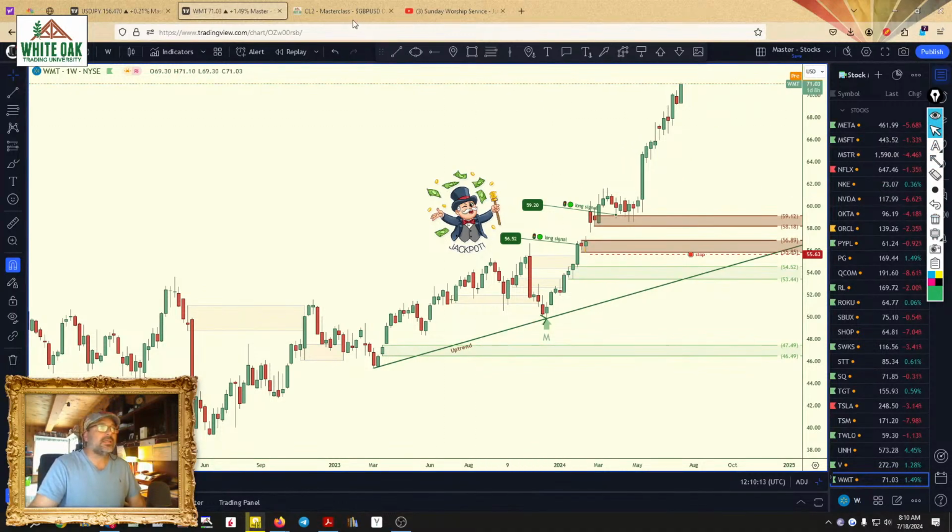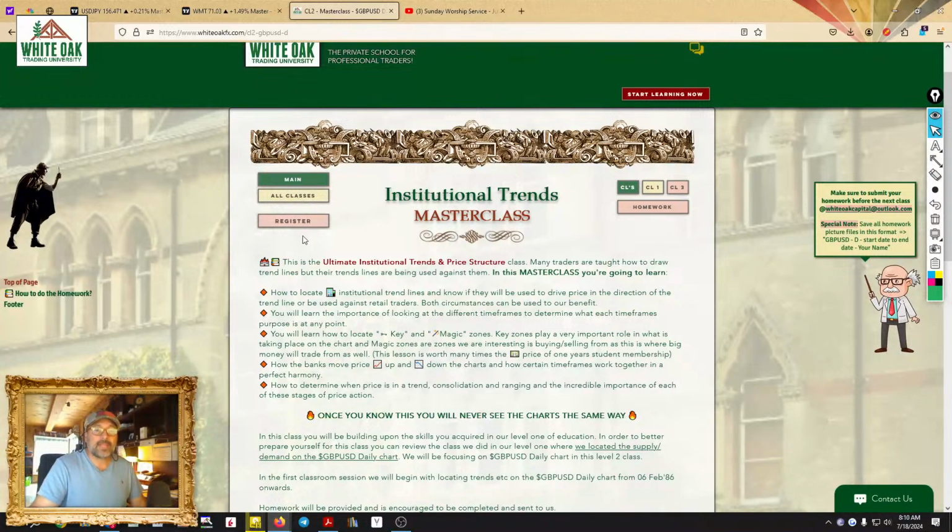So locating key zones, locating magic zones, extremely powerful, extremely powerful. The knowledge you will gain once you know how to locate key zones and magic zones, it will just change your trading game, okay? You will never look at support and resistance and Bollinger Bands and moving averages and all that stuff the same way, okay? Because once you understand what's really taking place on the chart and why it's taking place, all the other stuff just becomes unimportant, okay?